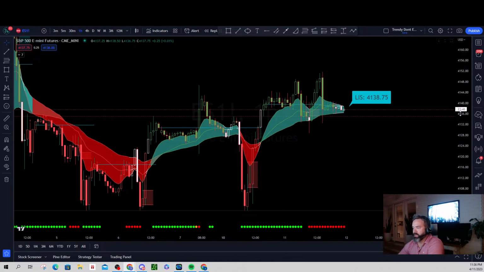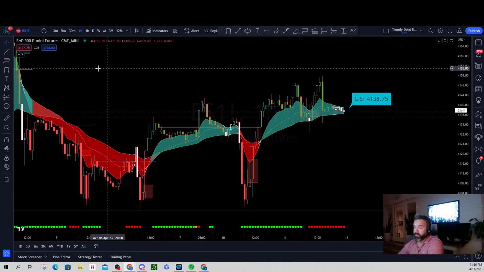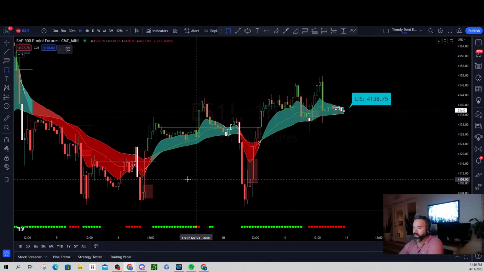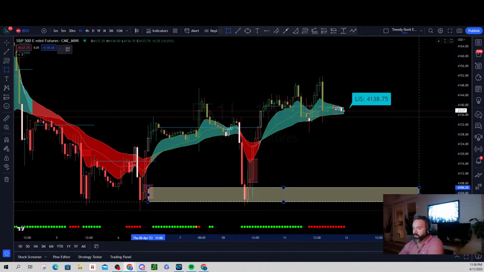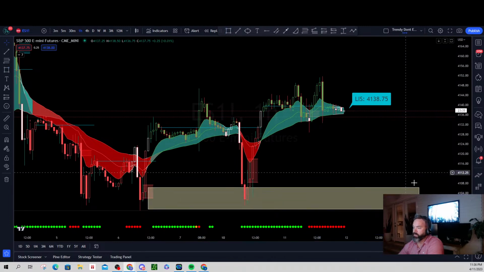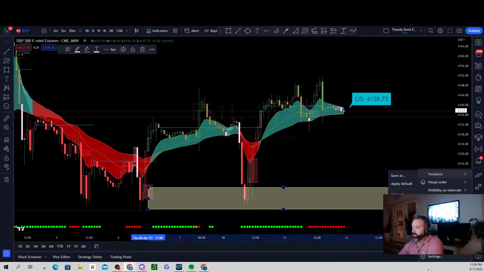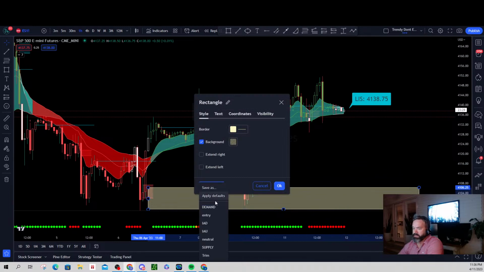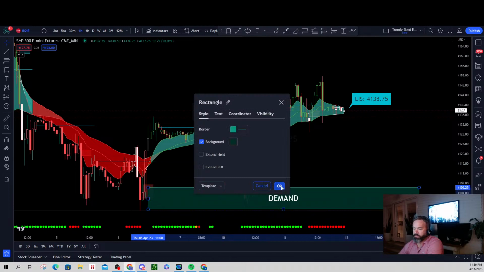Now I have to find something to the upside. Where is my supply zone? So first, let's just go ahead and identify the demand zone that's already worked. And we don't need to be perfect about this. If you're trying to be perfect in trading, it can really hurt. So let's go to settings. Let's just name this demand.